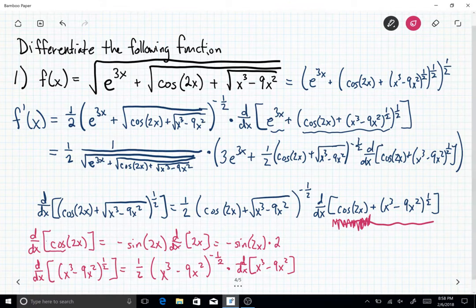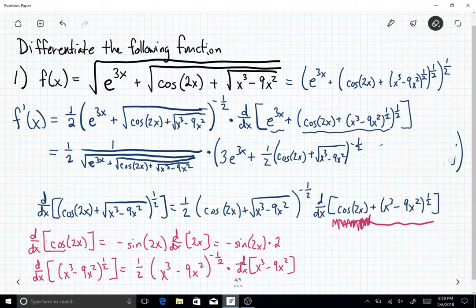Okay, so let's see. I'm going to erase this portion in here, just for the sake of having room, because we need the derivative of this last piece. And remember, it's all multiplied, with the plus symbol in between the two pieces. So the first part, notice we have negative sine of 2x times 2. I'll just write that as negative 2 sine of 2x.